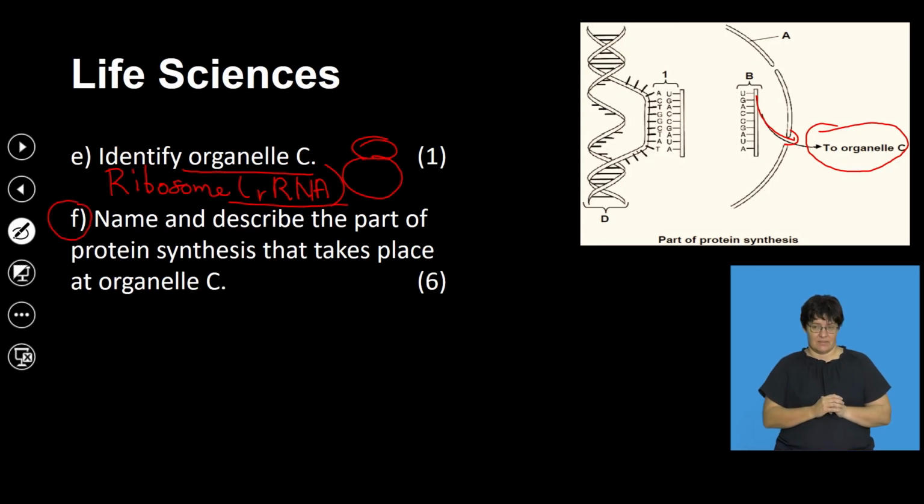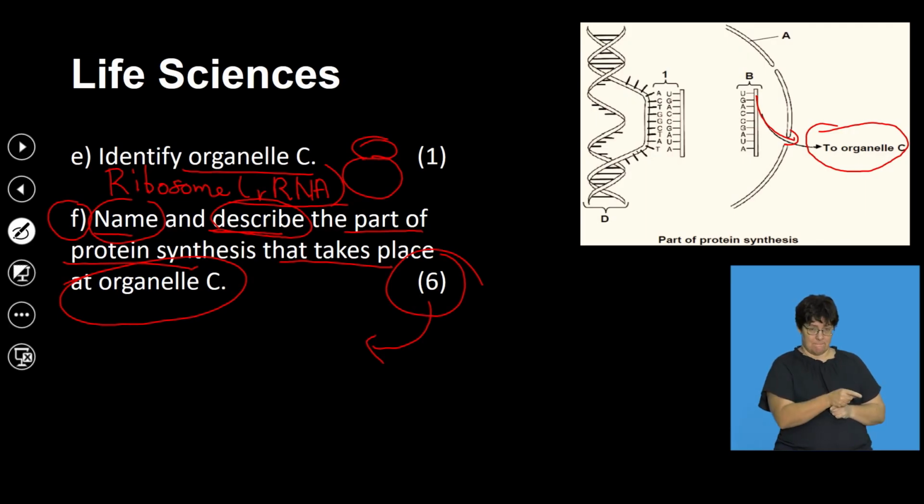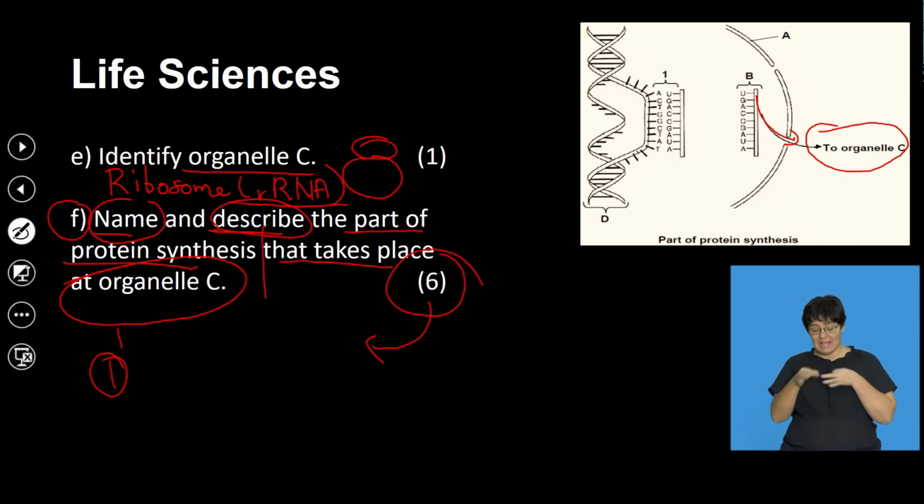Let's look at question F. Name and describe. So there's 2 parts to this question. We've got to firstly name, and second, describe the part of protein synthesis that takes place in organelle C. And this is a 6-mark question. It's important that we break this up into the number of marks allocated per the question. So the name would be a mark for the name, and describing the process would be 5 marks. And so there would be 5 significant facts that you would need to use to explain this.